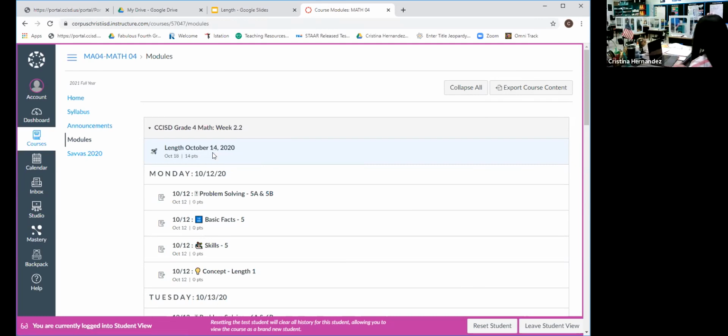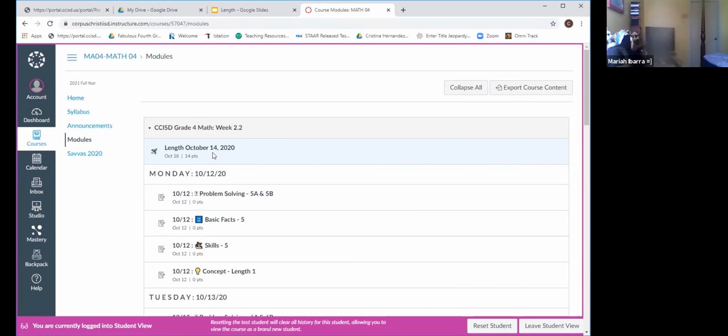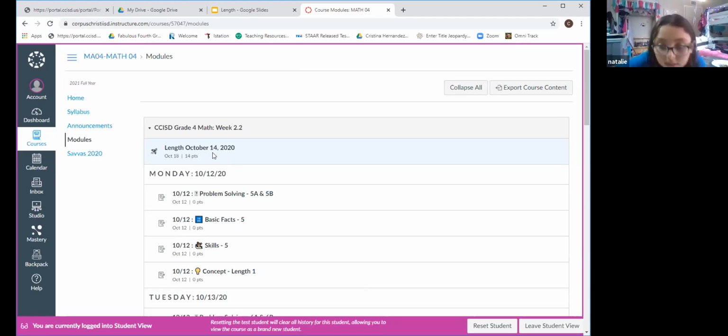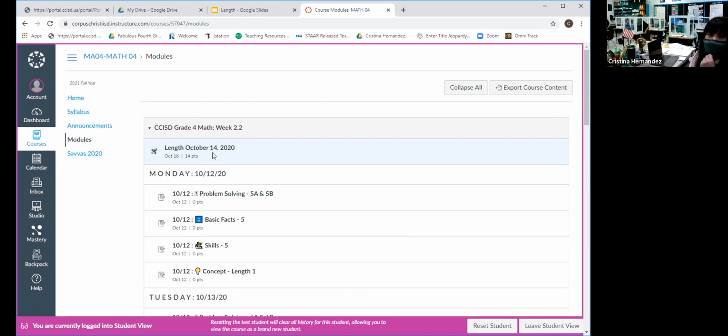Y'all will go back and answer it later on when we get done. Okay, I'm on. Does it say it's linked? It says linked October 14th, which is today, 2020. It's got the rocket ship next to it.